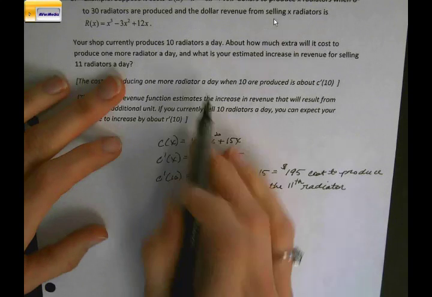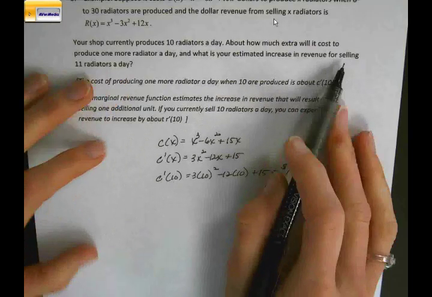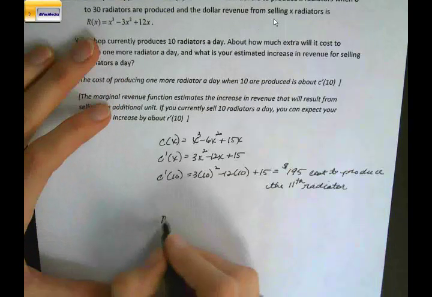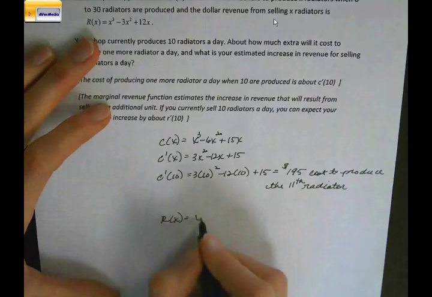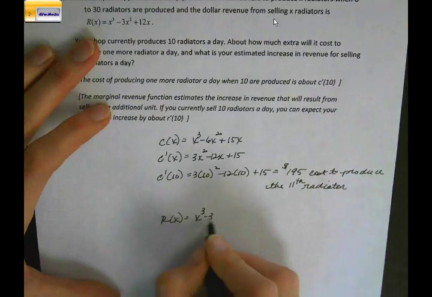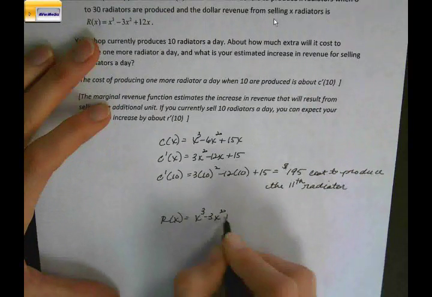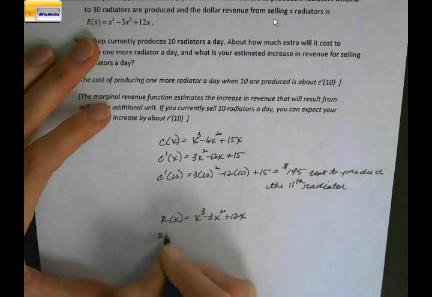Okay, so then it says, what is your estimated increase in revenue? Okay, revenue, you have the second function. Revenue is the money coming in when you sell them, more or less, with a lot of factors involved in it.